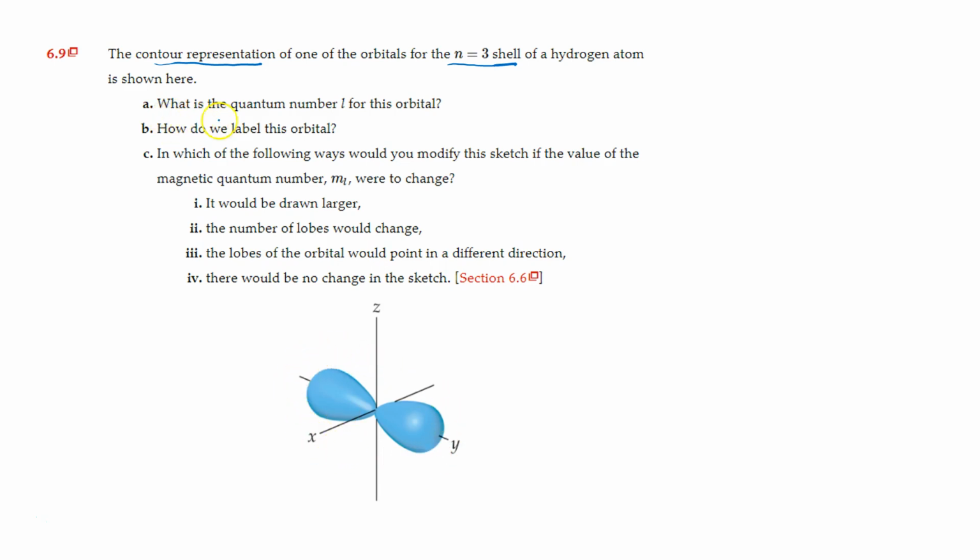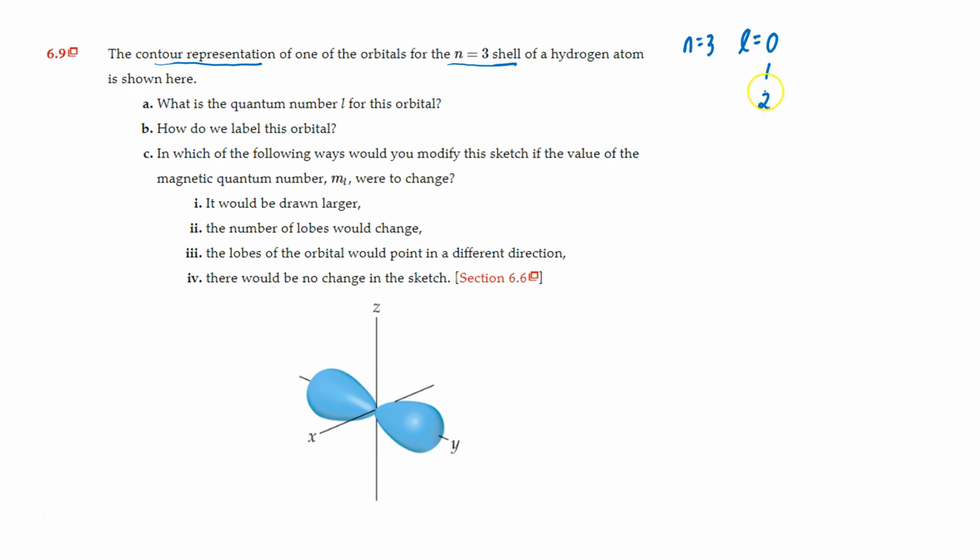So the first question, what is the quantum number L for this orbital? Let's think through this. If n equals 3, what are the allowable values for L? Well, just as the number of floors in a building depend on what building you're in, the values of L depend on n. So the allowable values of L go from 0 to n minus 1. So L can be 0, 1, and 2.